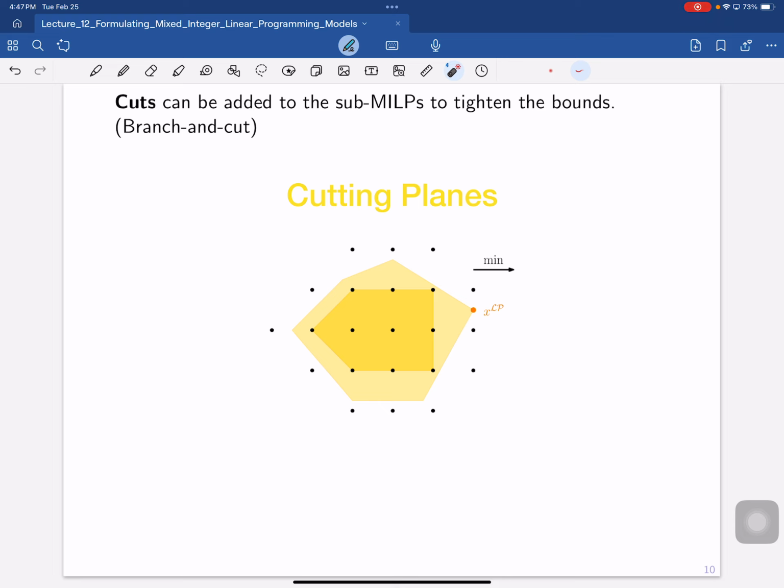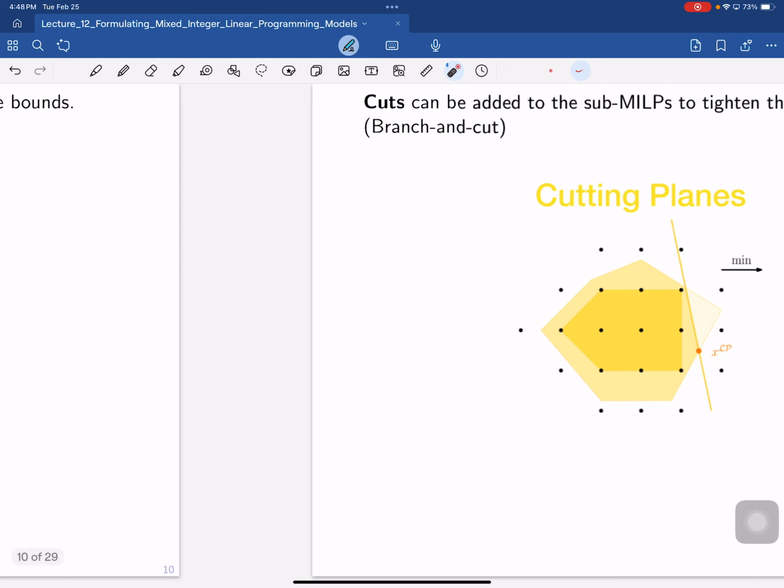There are theoretical ways, for any MILP, to get this dark yellow region, which is called the integer hull of the integer program. But getting this convex hull of all the integer points is a very expensive step. Typically, you need an exponential number of linear inequalities to get to that integer hull, okay?